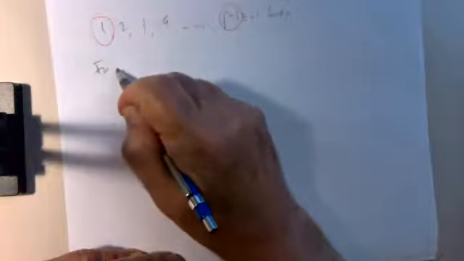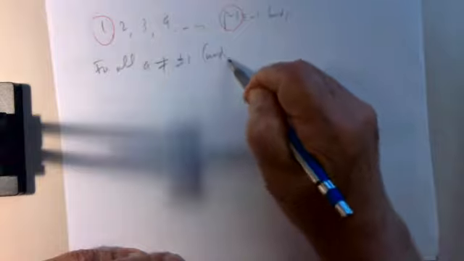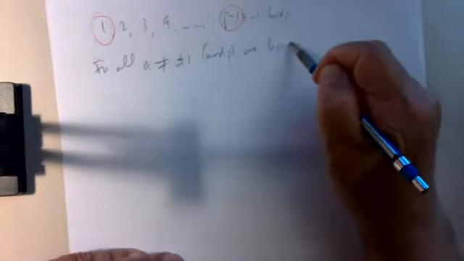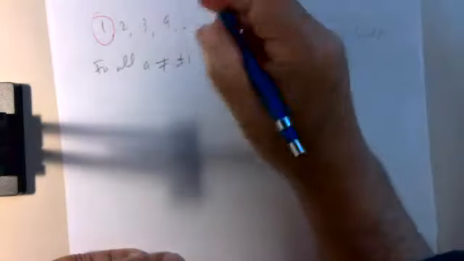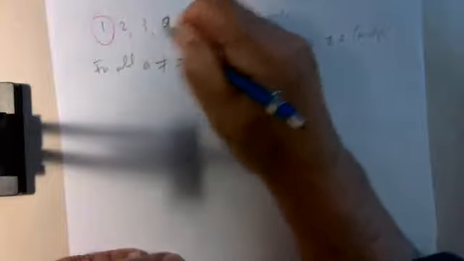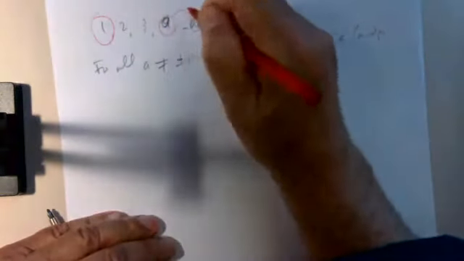Except for the numbers 1 and P minus 1. So for all A not equal to plus or minus 1 mod P, we have an inverse, A inverse, which is different from A. So for every number A in this interval of integers, there's some A inverse different from A. So you can pair all these numbers off.